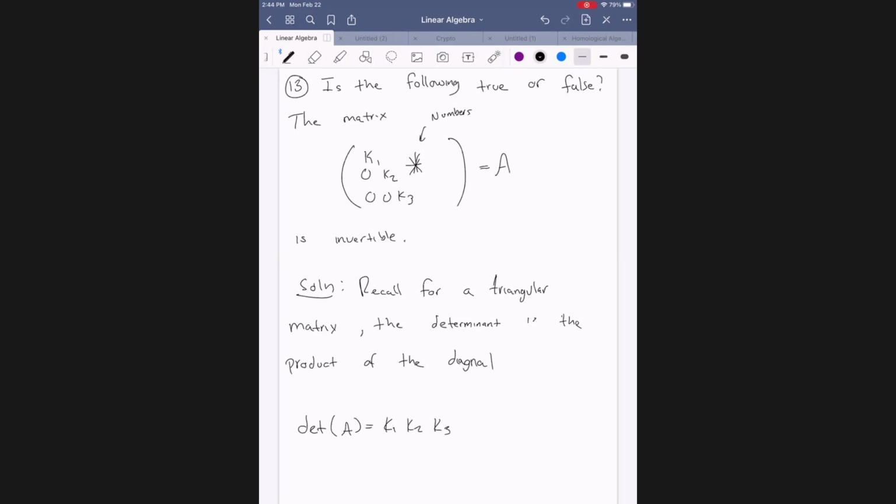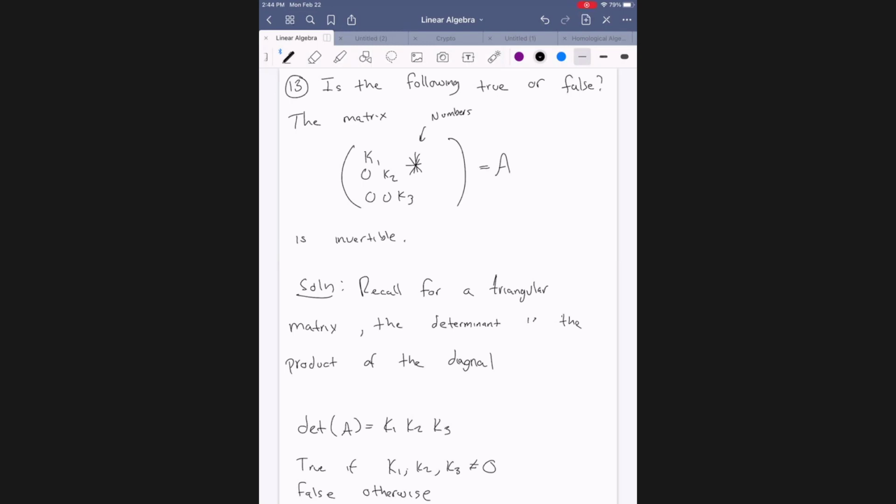It'll be true, yes, but only if one of those K1, K2, K3 is not 0, right? If one of those is 0, then it's not. So it's true if K1, K2, K3 is not 0, and false otherwise. Okay, perfect.